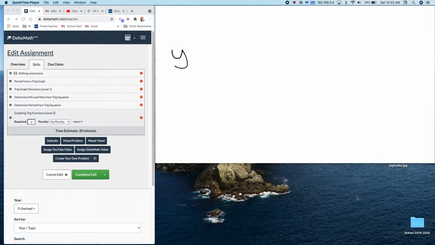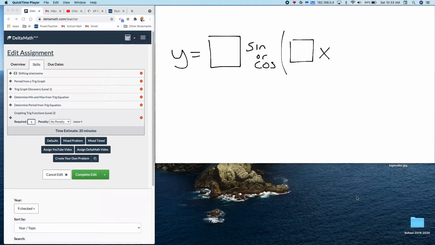You got the equation y equals the value right here, and it's either sine or cosine. And then there's a value right here, and there's an x, there's plus, and then there's a value over here. So when we think about all of these pieces, let's label them. We're going to label this A, we're going to label this value B, we're going to label this value C, and that'll help us solve those.